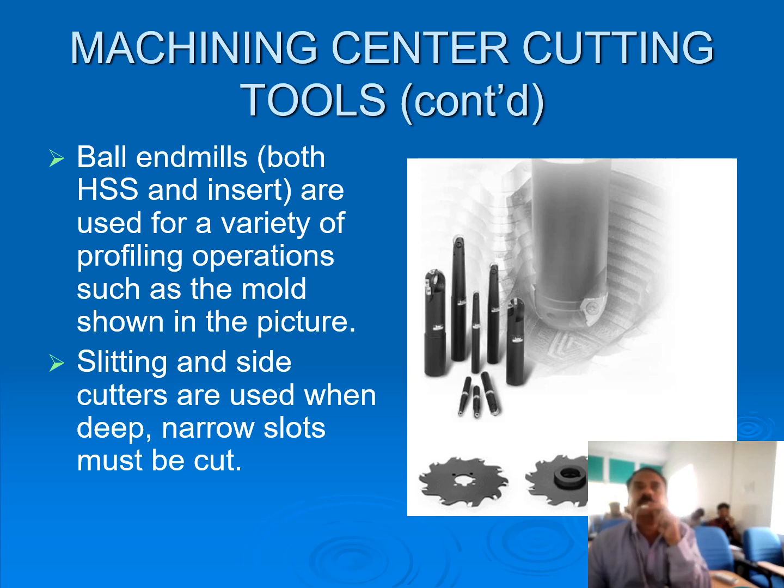Ball end mills, both high-speed steel and insert, are used for a variety of profiling operations such as the mold shown in the picture here. Slitting and side cutters are used when deep narrow slots must be cut.